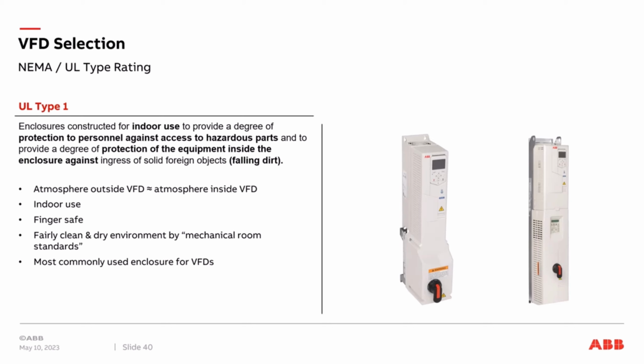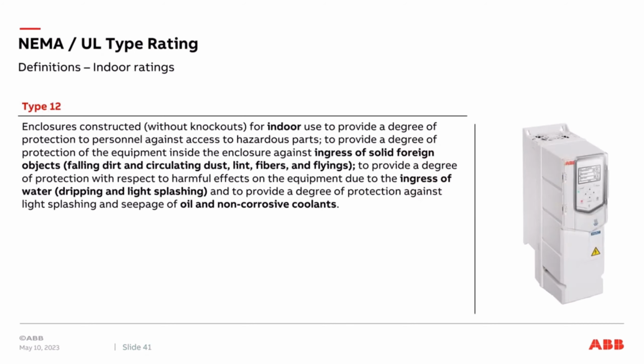This is like almost every device in your house. It's a Type 1 device. It's for fairly clean and dry environments, and most mechanical rooms are Type 1. And it's the most commonly used enclosure for VFDs and a lot of other things. Let's take a look at the Type 12 enclosure.